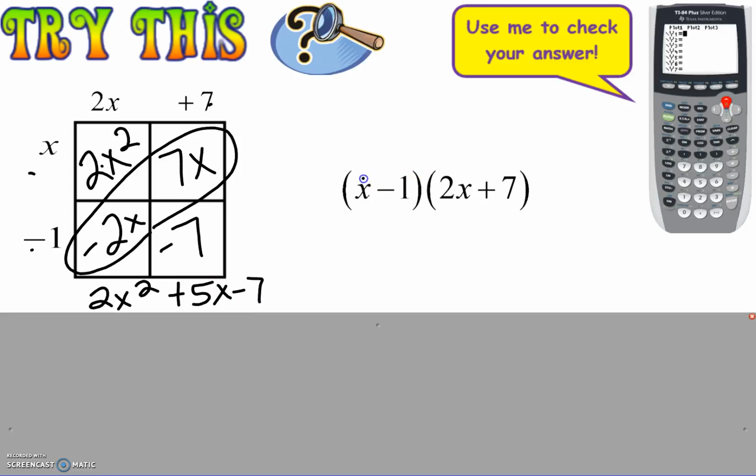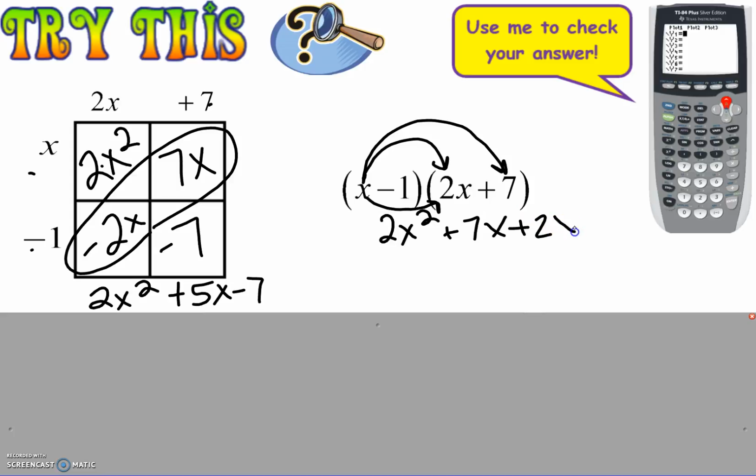Let's see if we can do it doing FOIL. X times 2x is 2x squared. So I did my firsts. Now I'm going to do my outside. So my outside x and my outside 7. Notice that I'm drawing arrows to help me keep organized. So x times 7 is plus 7x. All right, then x times 2x is going to be plus 2x.